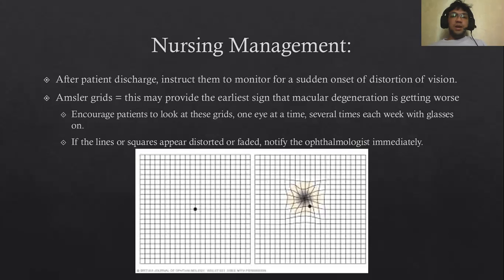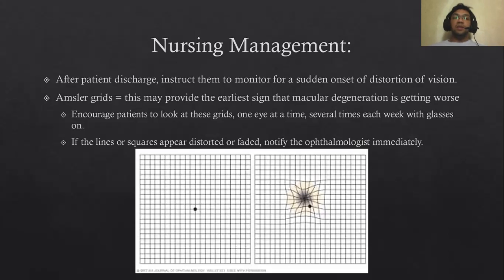Our nursing management is, after patient discharge, instruct our patients to monitor for sudden onset of distortion of vision. Amsler grids, as you can see here in the illustration, may provide the earliest sign that macular degeneration is getting worse, because they can see that these straight lines will appear crooked.